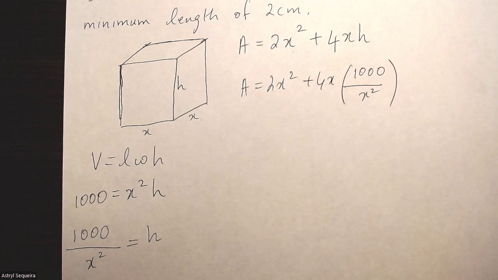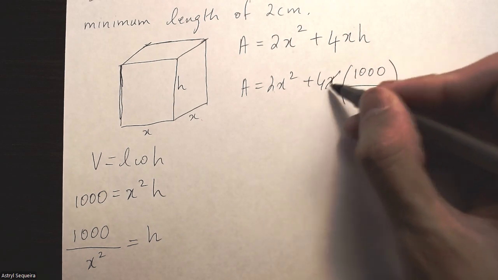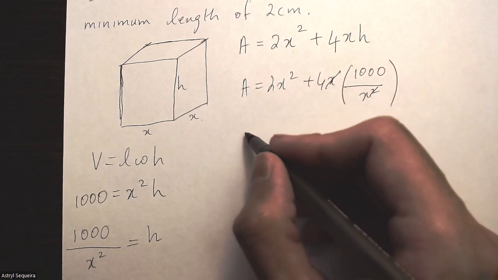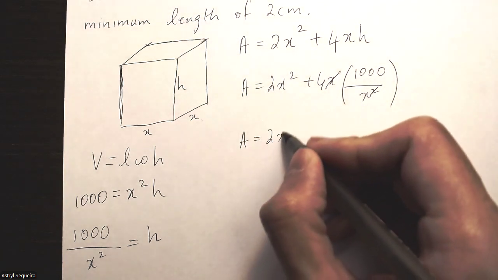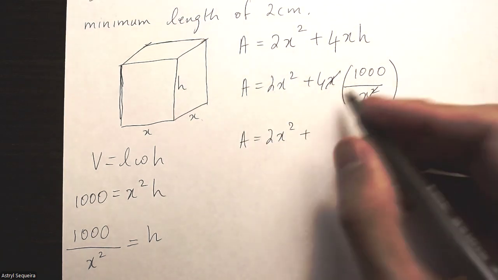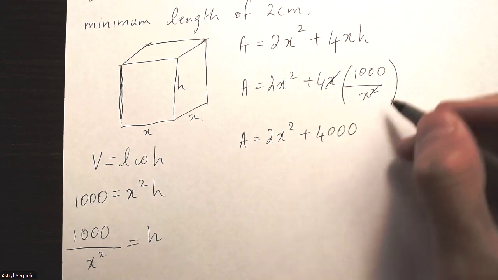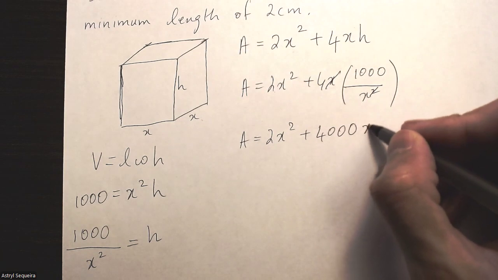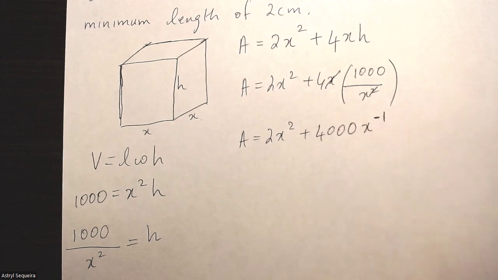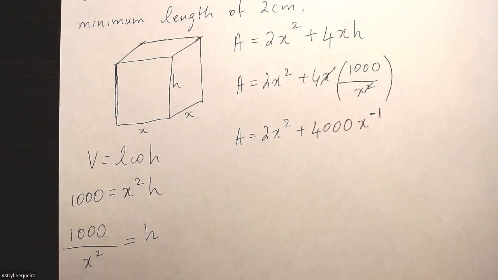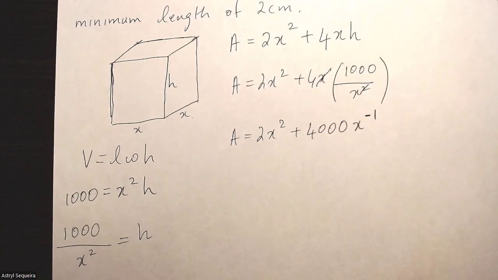And now I just have to simplify this a bit. I can cancel this x with the square. And then I can rewrite this as 2x squared plus 4000. And instead of writing over x, I'm going to move the x to the top in the same step. I'm going to make it x to the -1 because I know I have to derive this in my next step. So may as well do that all in one step.